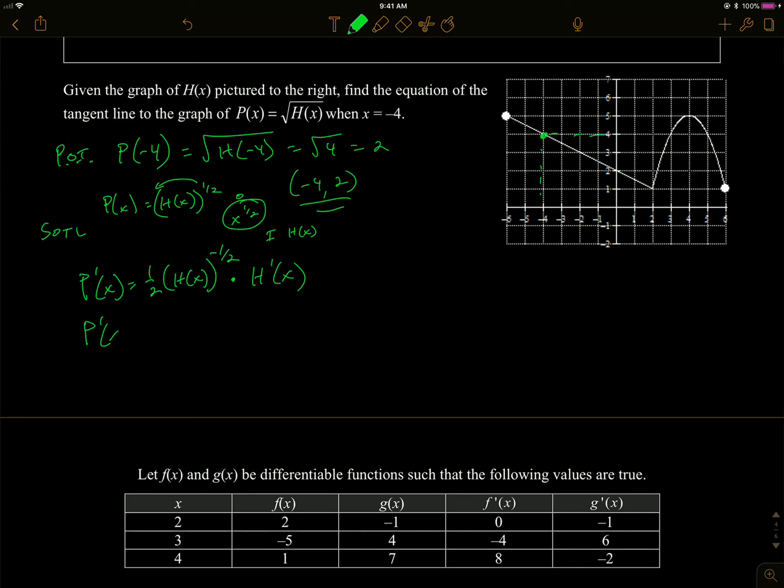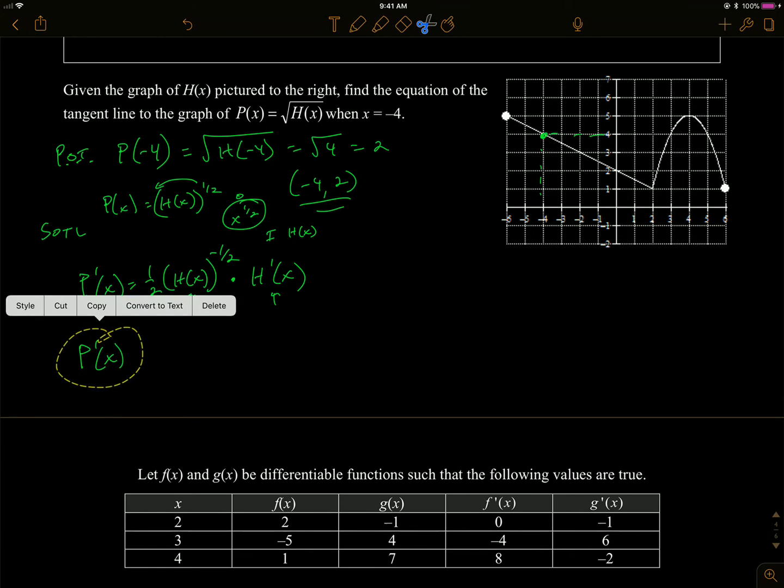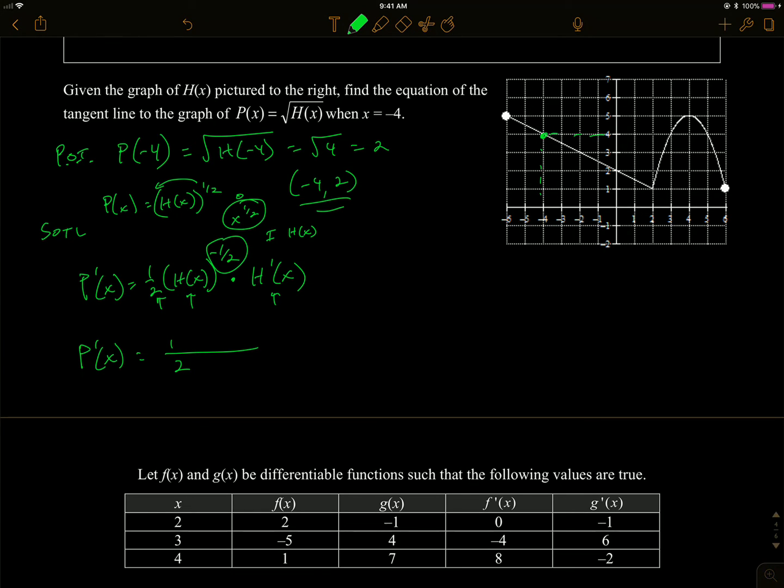So now p prime of x simplifies. I see this as 1, 2, 3 things times each other. The way I simplify it is, since one of those is a fraction, that defines our fraction. This negative 1/2 puts it in the bottom as a positive 1/2, which I'll rewrite as a square root, and then times h prime of x in the numerator. So now we want to find p prime of negative 4. We've got h prime of negative 4 over 2 times the square root of h of negative 4.